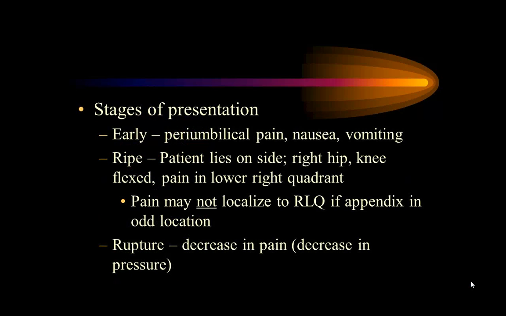Early on, they get the periumbilical pain, nausea, vomiting, and then as it starts getting quote unquote ripe, it moves down to the right lower quadrant. And what is that location? What is that point called?